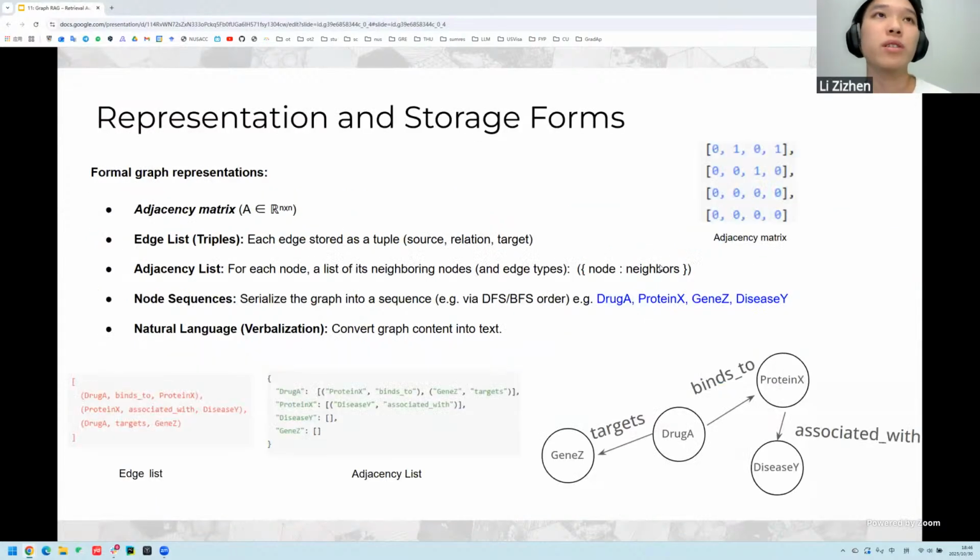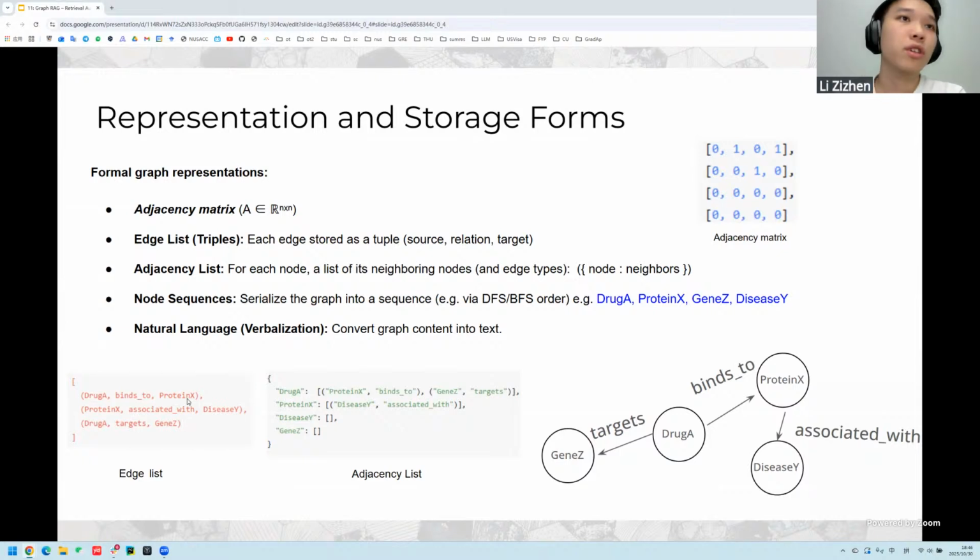And there are several ways to represent the graph. For example, to represent the graph in the bottom right, you can use an adjacency matrix like the one shown in blue, where each row and each column is a node, and the 1 means they have a connection, and 0 means they are not connected. You can also use an edge list, which is on the bottom left. So you can store each edge as a tuple. For example, drug A binds to protein X.